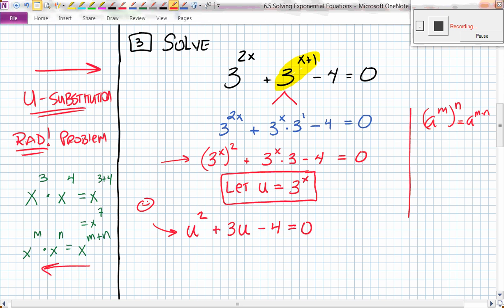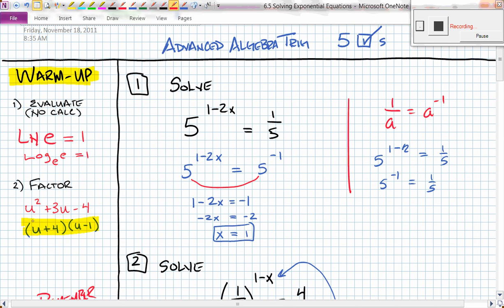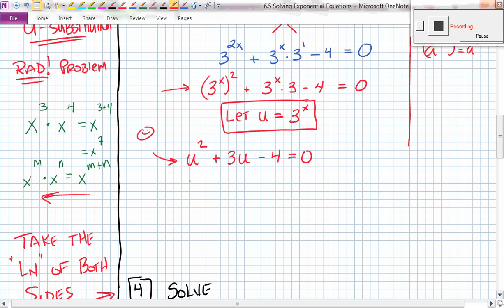Since we have already done this problem, we factored it in the very beginning. There's our warm-up problem. So we know how this factors. It's u plus 4 times u minus 1. So let's use that right now. This becomes u plus 4 times u minus 1 is equal to 0. You guys cool with that? So I have a polynomial times a polynomial equals 0, so I have the zero product property. Here's what I get from that. U is either equal to negative 4, or u is going to be equal to positive 1.